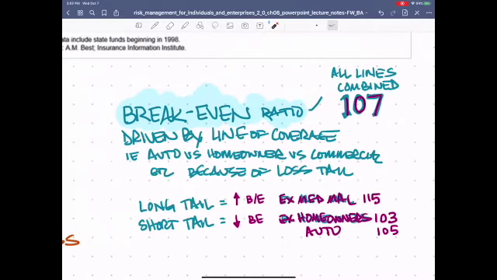versus if you start to break it out by line, then we care about whether or not they've got a long tail or a short tail. That really is the factor that drives whether or not they've got a higher or lower break-even.